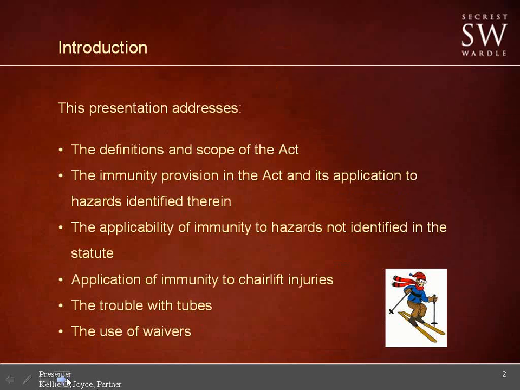Now, this presentation will address several different portions of the Ski Area Safety Act. First, I will go over the definitions and scope of the Act. I will then discuss the immunity provision in the Act and the use of the immunity provision in the Act. I will talk about the applicability of immunity to hazards not identified in the statute. We'll talk about the application of immunity to chairlift injuries, the failure of the SASA to address tubing, and the use of waivers.